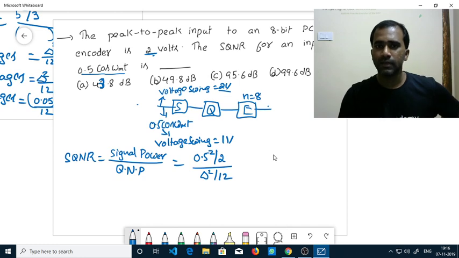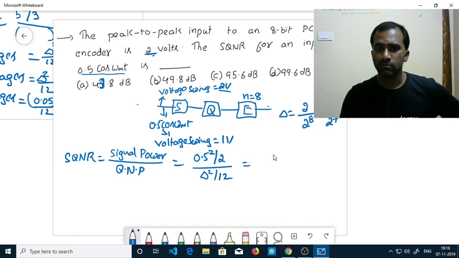So what is the del value here? Del is equal to voltage swing divided by 2 power n. What voltage swing do we have to use? It's not the voltage swing of the input, it's the voltage swing that they are assuming, which is 2 volts. 2 divided by 2 to the power of n. What is n? 8. So 1 by 2 to the power of 7.